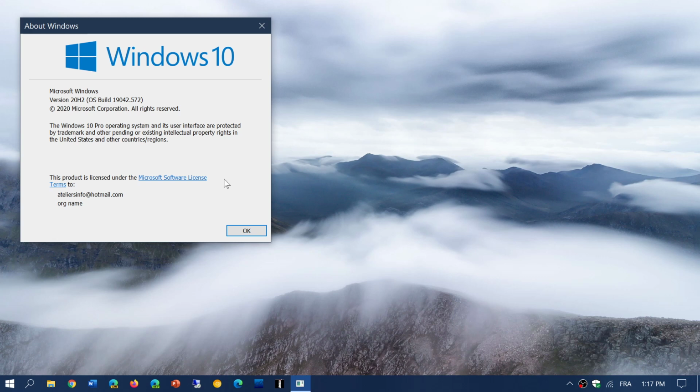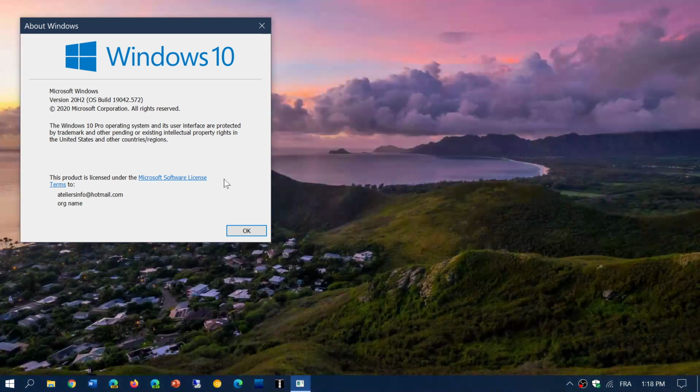What does it mean? 20H2 is for the year 2020. H2 means second half of 2020. Next year, that's going to be the same thing. So 21H1, if it happens, will be the first half of 2021. 21H2, second half of 2021. And so on. This is the new way they are now giving version numbers.